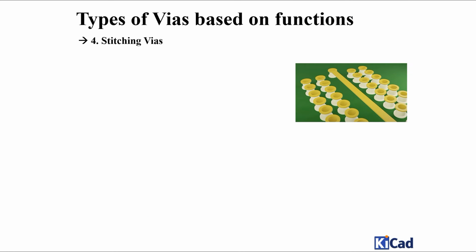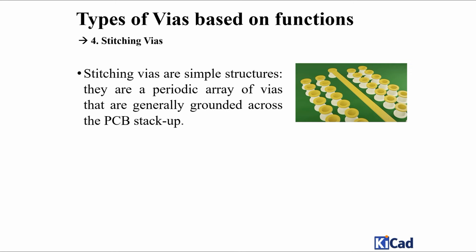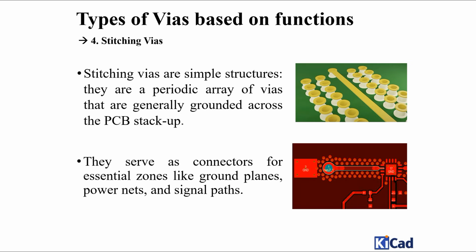The fourth type, based on the function of via, is the stitching vias. Stitching vias are a simple structure. They are a periodic array of vias that are generally grounded across the PCB stack up. They serve as connectors for essential zones like ground planes, power nets, and signal paths.